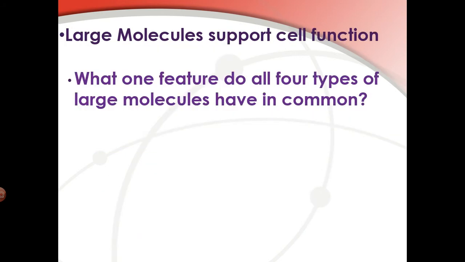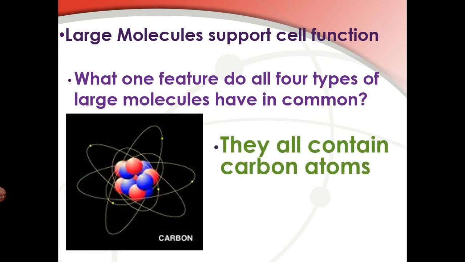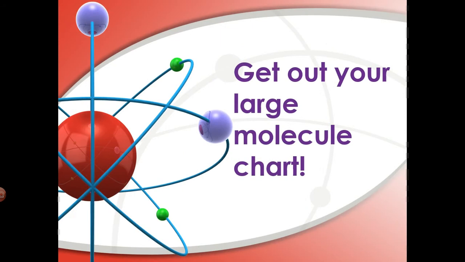Large molecules, or macromolecules, support cell function. What one feature do all 4 types of macromolecules have in common? They have one thing in common, and that's that they all contain carbon atoms. That kind of defines the molecules that make up living things. Living things are all made of carbon. So you don't have a large molecule chart, but as you take a look at the questions, you see we're going to go over 4 types of macromolecules.